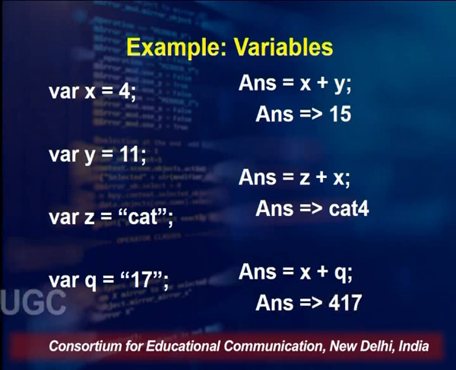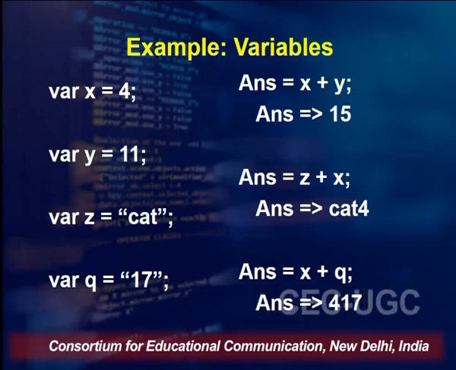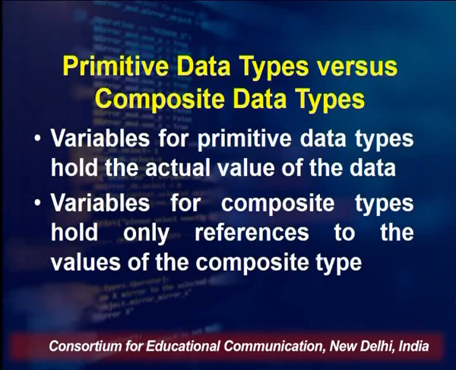Automatically it will look at the value and create the type of the variable. So these are some primitive data types that we have used, like a number or a string, but we also have some composite data types. Primitive data types hold the actual value of the data, but variables for composite types will hold only a reference to the value of the composite type. Reference to the value means it will only hold a pointer, or a location of the address where the variable actually starts.